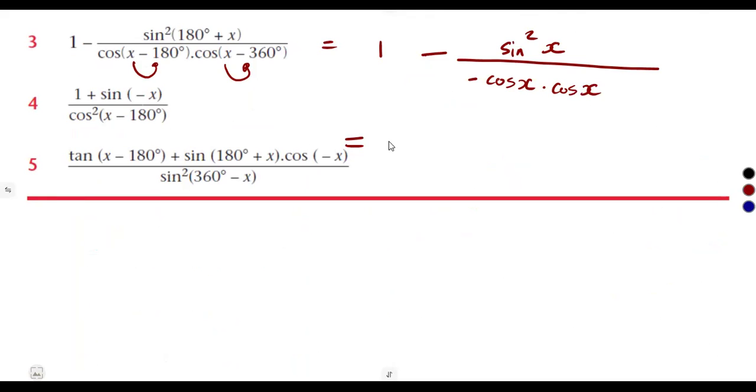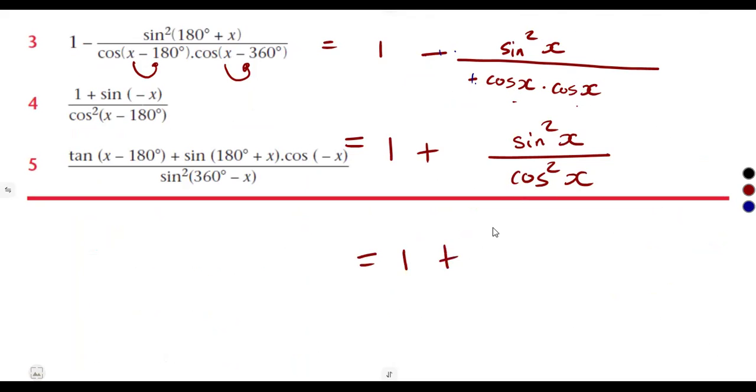So that's it, guys. We can simplify: negative, negative will cancel, giving us a positive. So we are going to have the sine squared of x over cos times cos, which is cos squared of x. Remembering that sine over cos is tan, sine squared over cos squared is tan squared. So we are going to have 1 plus tan squared in our simplification. This is what we are going to have at the end.